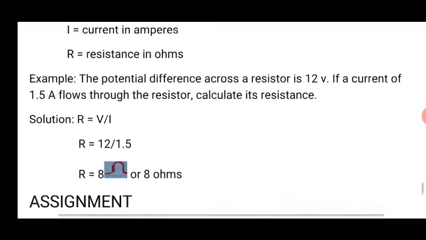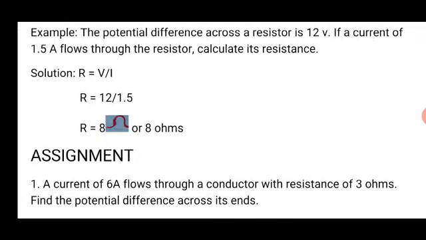Let me leave some assignments for you before we conclude today's lesson. Question number 1. A current of 6 amperes flows through a conductor with resistance of 3 ohms. Find the potential difference across its ends. In this question, you have to find the potential difference, not the resistance. You know how to adjust the formula to get your potential difference, which is represented by V.